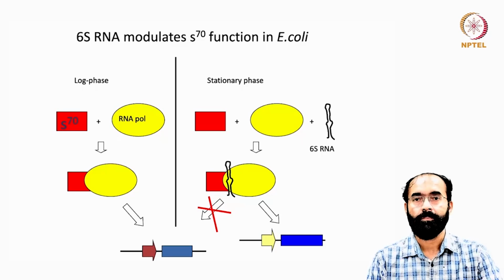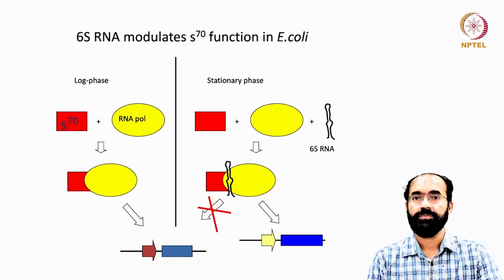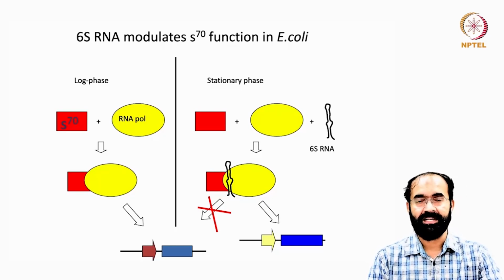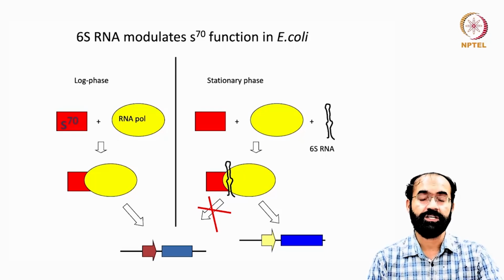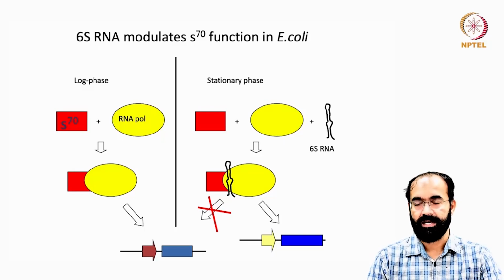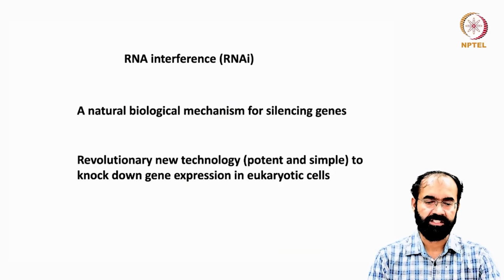So the take-home message from here is that the presence of just one non-coding RNA allowed the bacteria to get across this problem, from log phase, where you have plenty of nutrition, to the stationary phase, with the lack of adequate nutrition. But it is the same sigma 70 and the same RNA polymerase. The difference was 6S RNA. So this is an example of modulation of protein function.